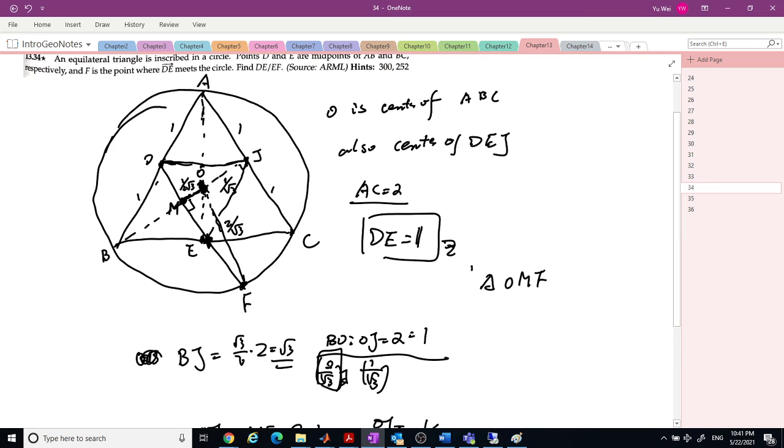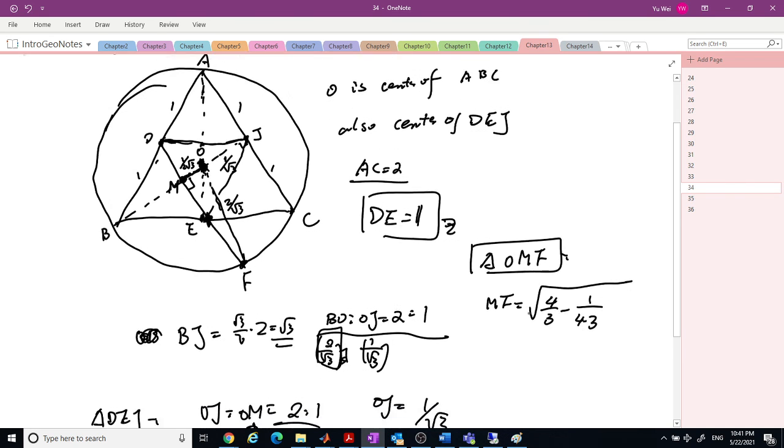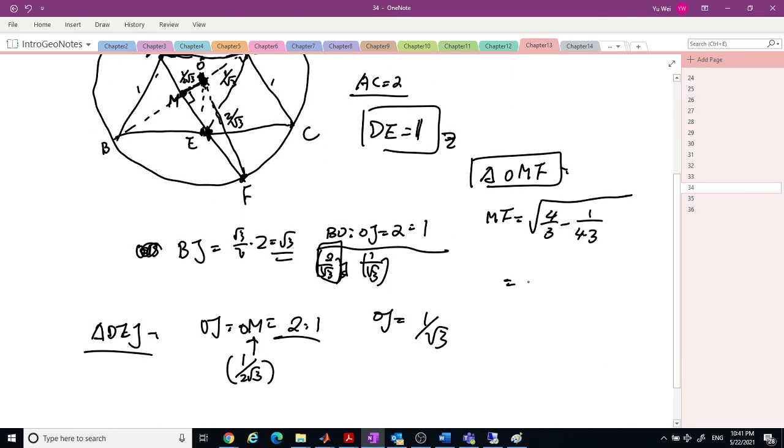OMF. You can use the Pythagorean theorem to solve MF. MF squared is equal to 2 over root 3 squared, which is 4 over 3, minus 1 over 2 root 3 squared, which is 1 over 4 times 3. Okay, now you can solve it. So it's 2 root 3, right, and this is over 15. So this one is equal to root 5 over 2.